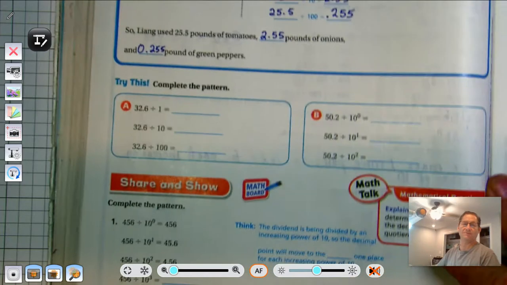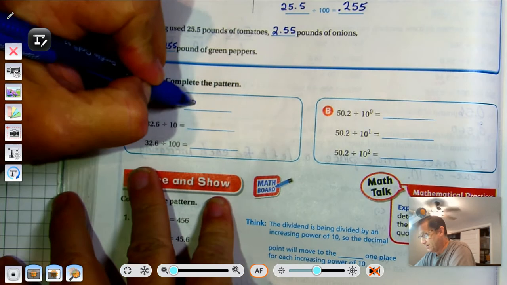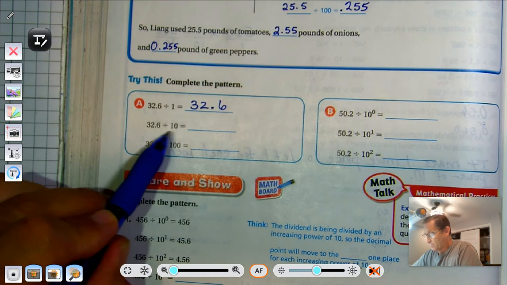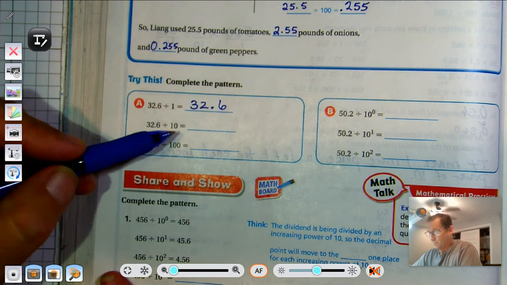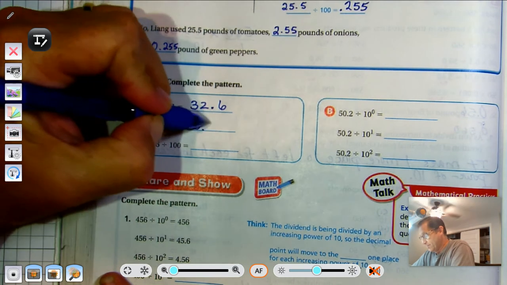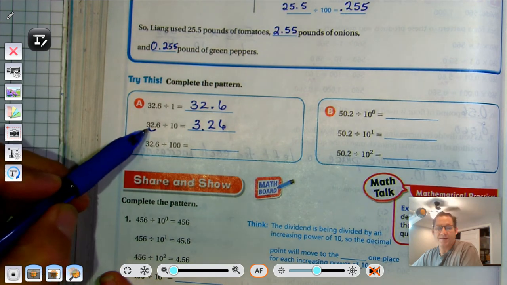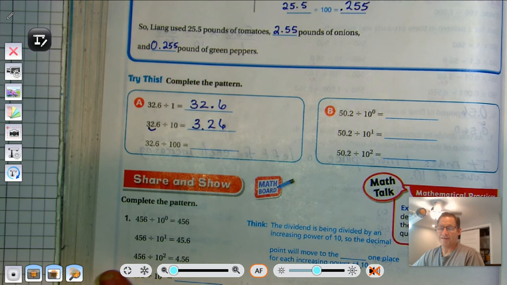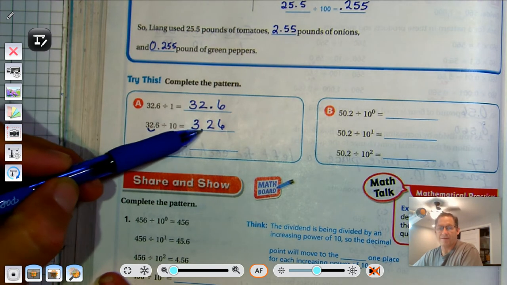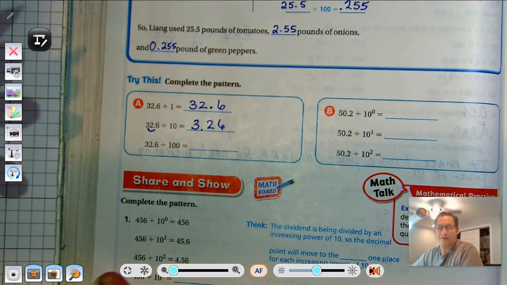Okay. All right, so let's try this pattern. So again, 32 and 6 tenths divided by 1. Any number divided by 1 is the same number. All right, so we have 32 and 6 tenths. Now, if we divide by the next power of 10, we would take the decimal point in 32.6 and move it 1 place to the left, and we'd have 3.26. And that should make sense, because what if we had 30 and we divided by 10? 30 divided by 10 is just 3. So that gives us a clue that our decimal point has to be after the 3.